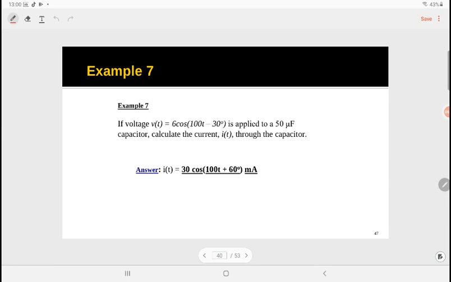So this is the example. We go to the example. Let's say you are given a voltage v of t equal to 6 cos(100t minus 30 degrees) applied to a 50 microfarad capacitor. Calculate the current i of t through the capacitor. So we know that this is actually the circuit.